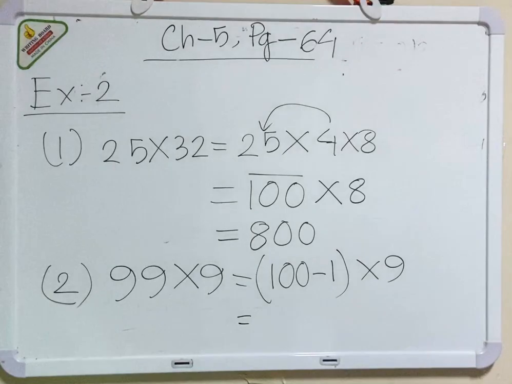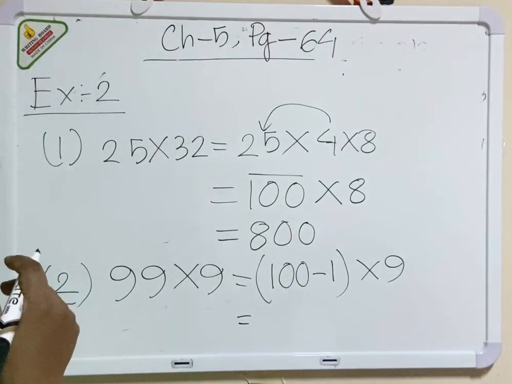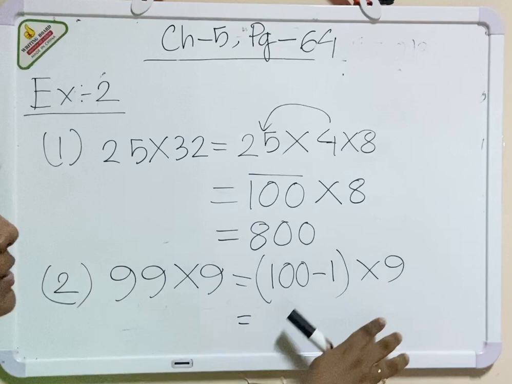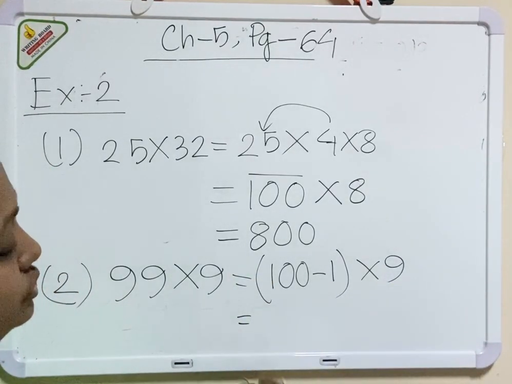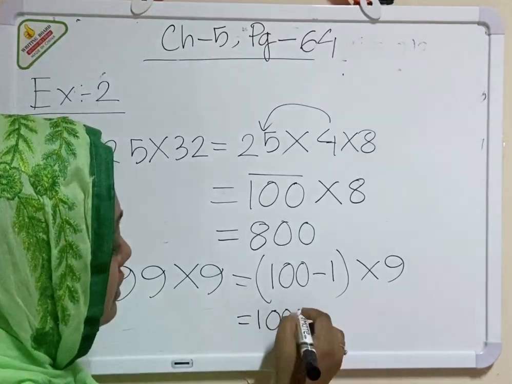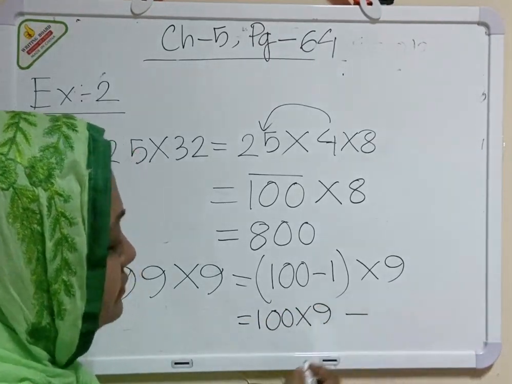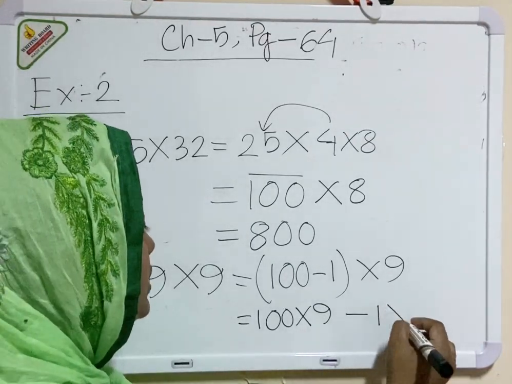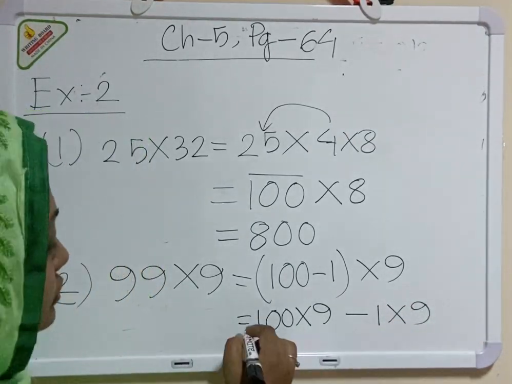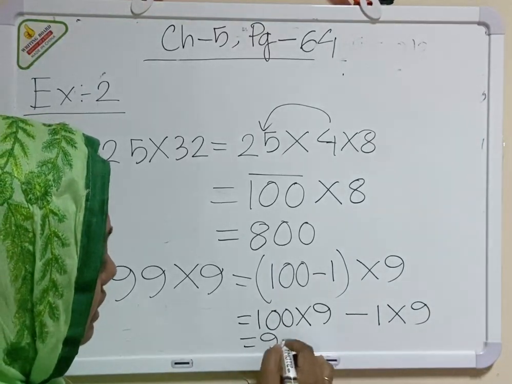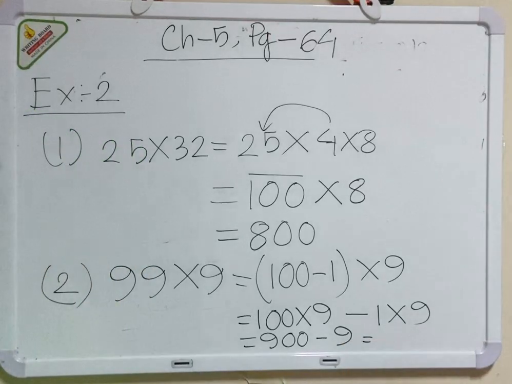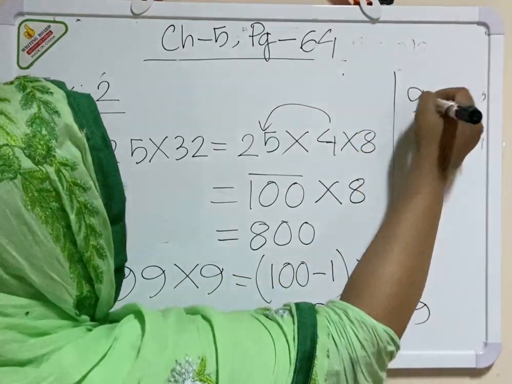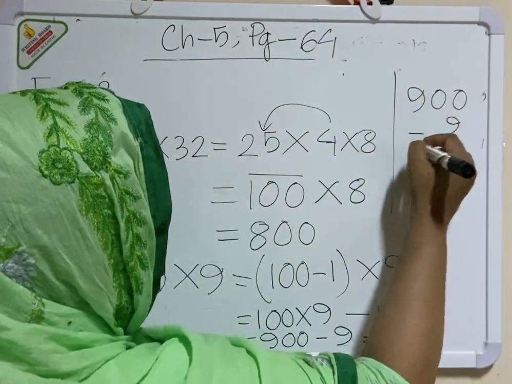Earlier I showed some rules. If there is multiplication outside the bracket, then this multiplication number should be multiplied with each and every number inside the bracket. So I can write this like that: 100 into 9, subtraction in the same position, and 1 into 9. Now solve it. 100 into 9 is 900 minus 9. This subtraction you can do very easily.